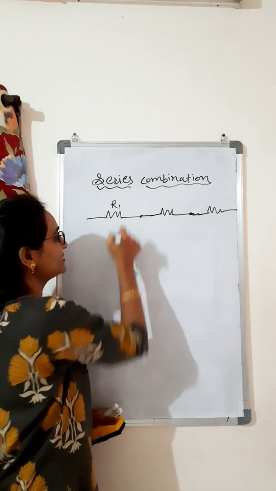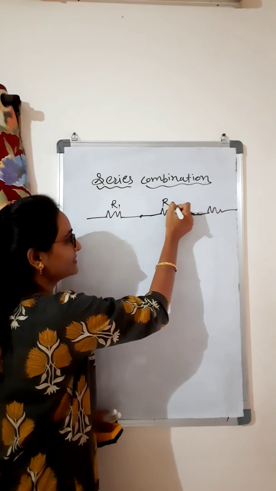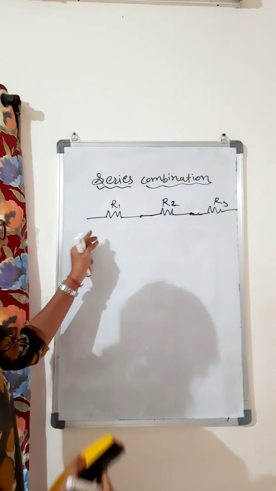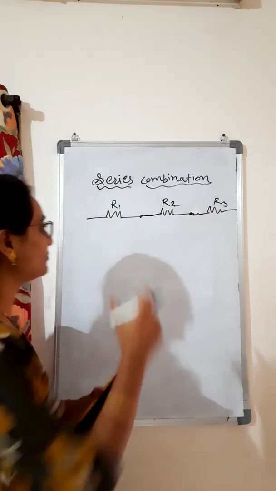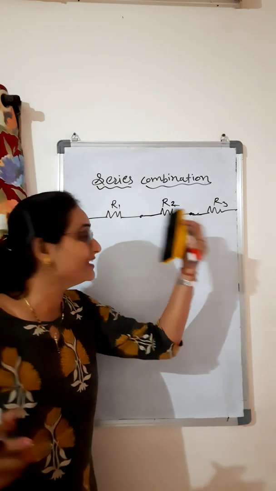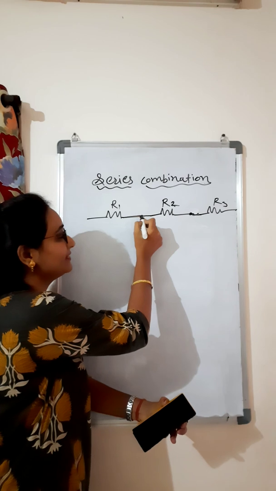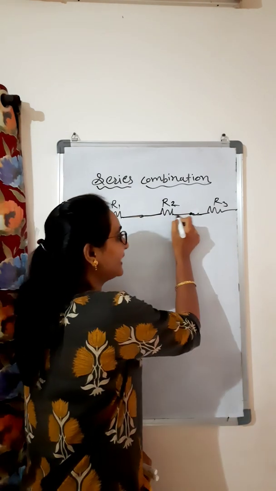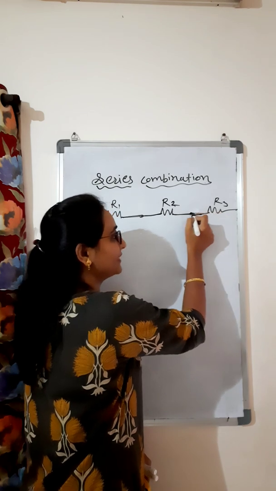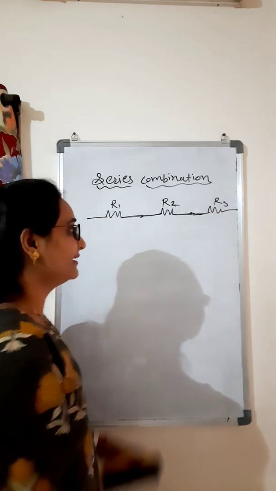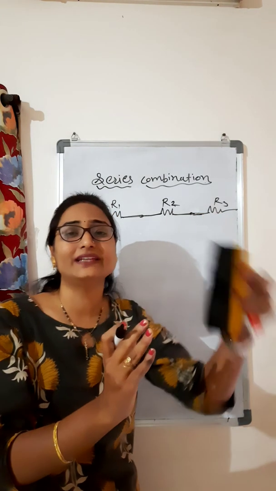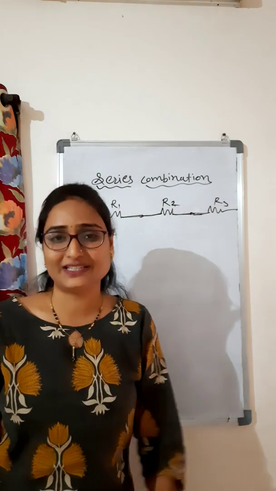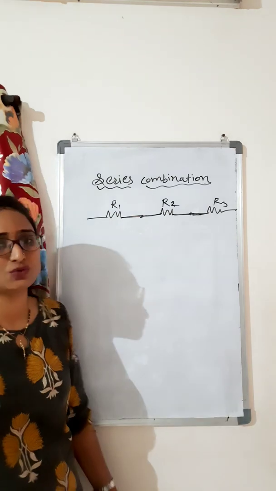First, suppose this is resistance R1, this is resistance R2 and this is resistance R3. So R1, R2 and R3: the left end of R1 is connected to the right end of R2, and the left end of R2 is connected to the right end of R3. Right? So left is connected to right, right is connected to left. Such a combination is called series combination.